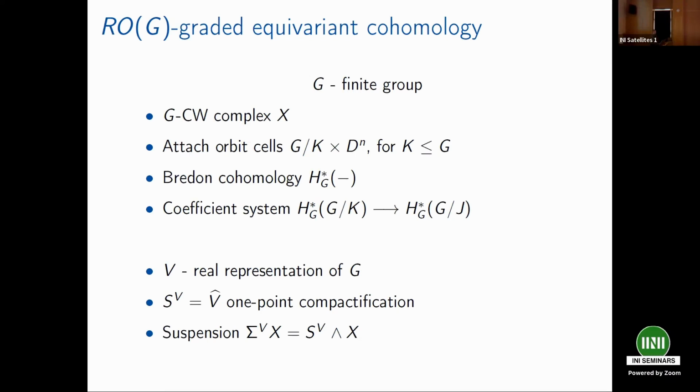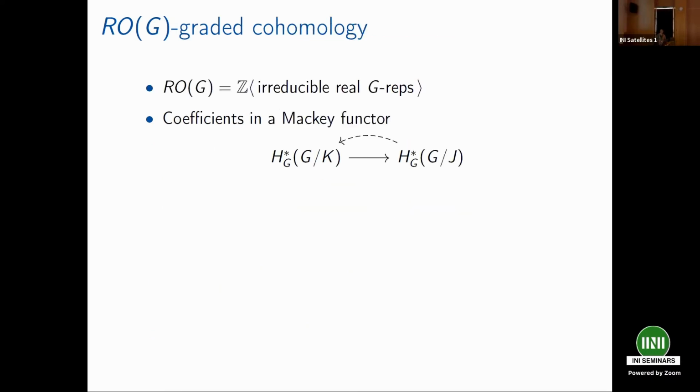And now because you have all these different flavors of spheres, you can talk about the V suspension of a pointed G-CW complex. So what do I mean by that? The V suspension is just smashed with this representation sphere S^V. Okay, and you might want a cohomology theory that takes into account that you have this nice V suspension that plays well with these representation spheres. And that's exactly what RO(G)-graded cohomology is going to do for us.